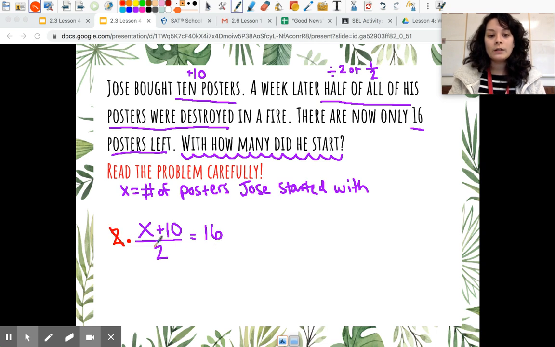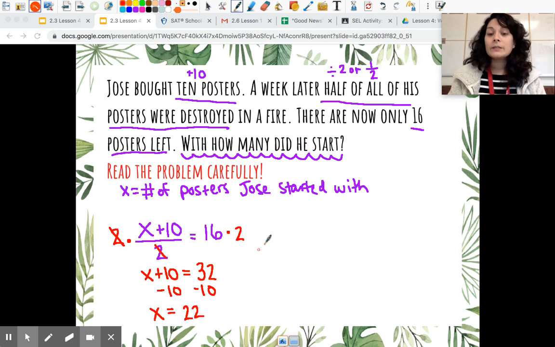The 2's are going to cancel, and I'm left with x plus 10. What I do to one side, I do to the other. I'm going to get 32. And now it's a one step. I undo this positive constant by subtracting it from both sides, and I get that x is equal to 22.